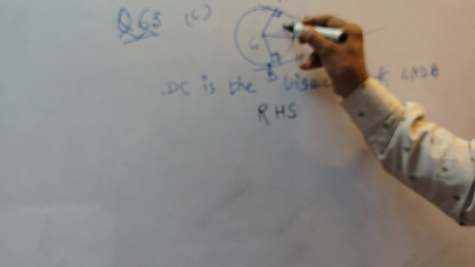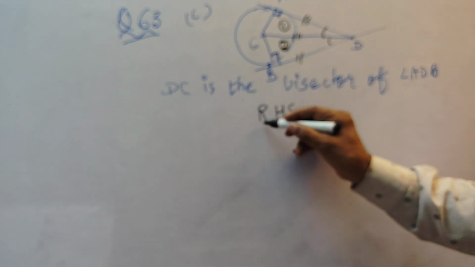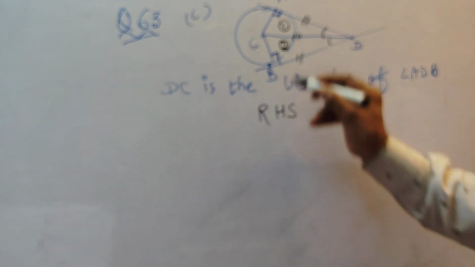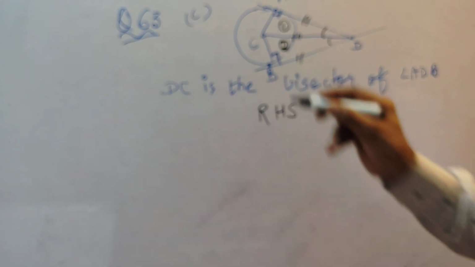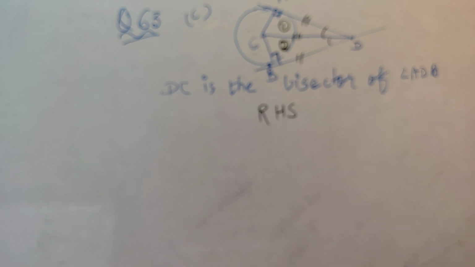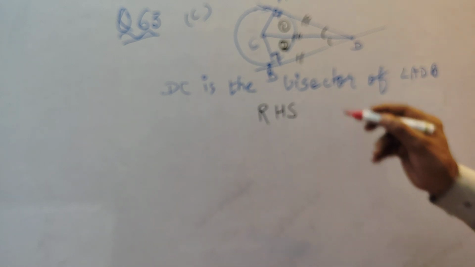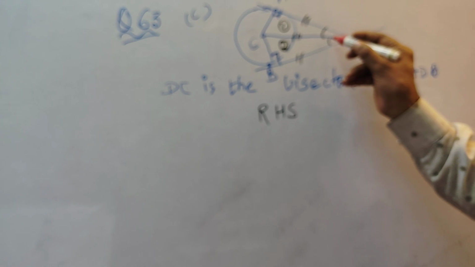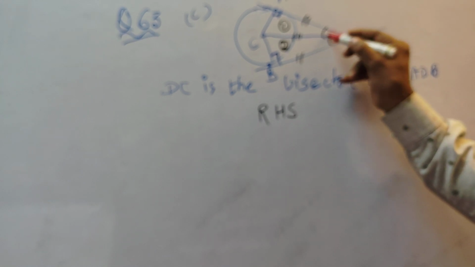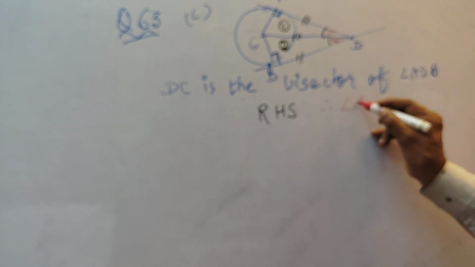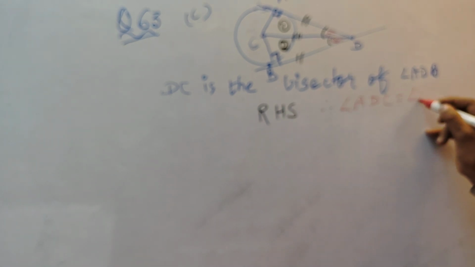So in both triangle 1 and triangle 2, there is a right angle, there is the common hypotenuse CD, and there are equal sides, BD and AD. In that case, it is called right angle hypotenuse side. This property is applicable in both triangles. That's why the corresponding parts of both triangles are equal. So angle ADC is equal to angle BDC.